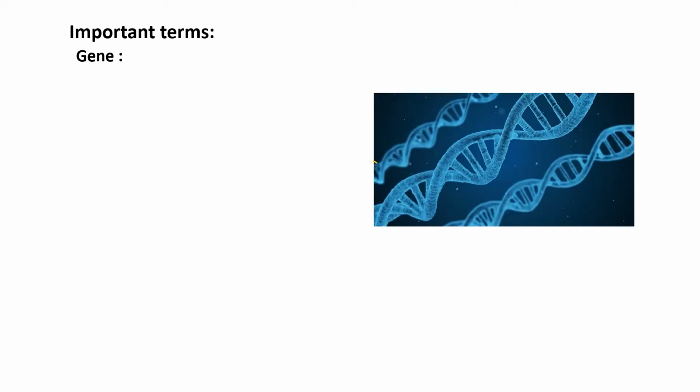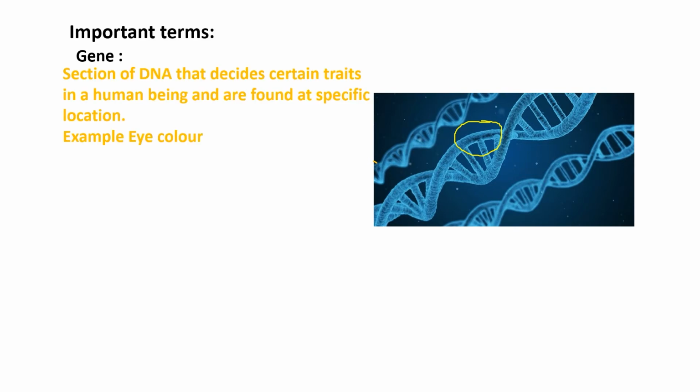Now let's learn a few more terms that are repeatedly used in this topic, heredity. Gene. What is a gene? If you look at this picture, if I mark this particular section, it is a gene. That means a gene is a section of DNA that decides a certain type of physical trait and is found at a specific location. This location will be for eye color. This location will be for skin color.